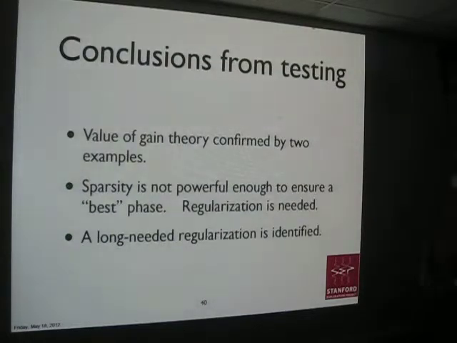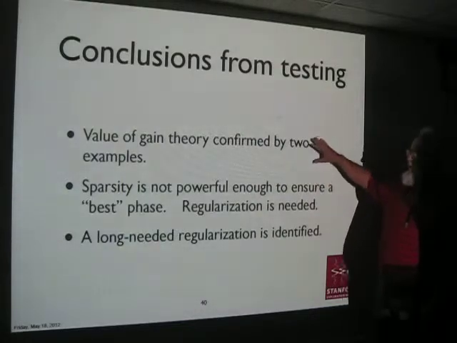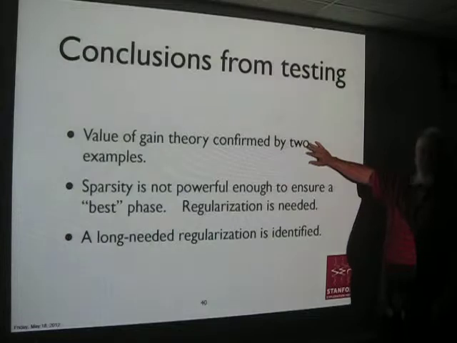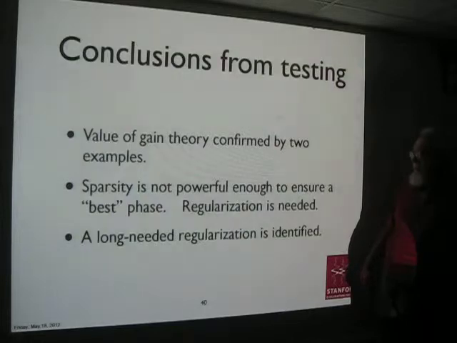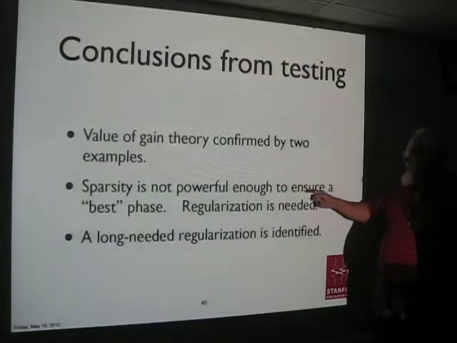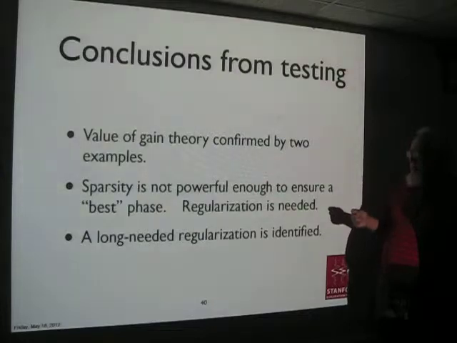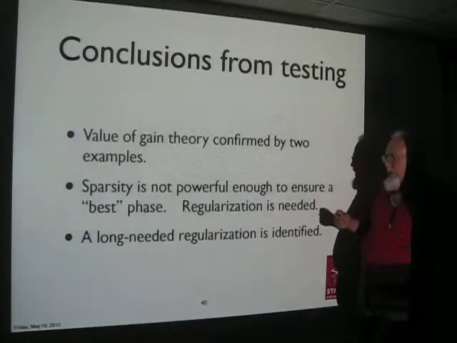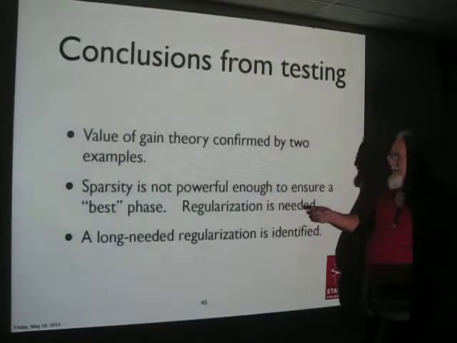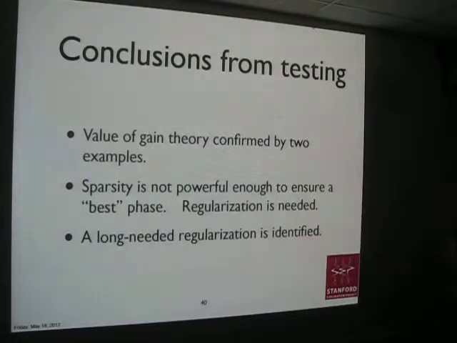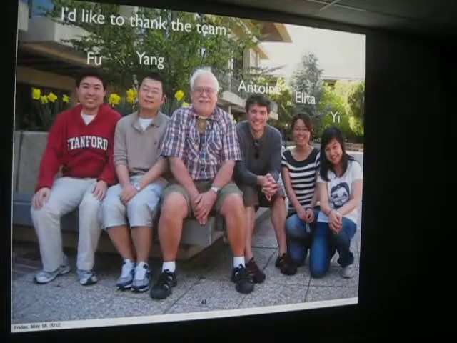And from our testing, what conclusions can we draw from that? Well, there is a theory here, and the value of the theory has been confirmed by 2 examples only. But the examples are quite different, and so we think a lot more will be learned when a lot more data is used. What we have learned the hard way, I think, is that sparsity seems not powerful enough to ensure the best phase. I was hoping sparsity alone would be enough to give us the best phase, but it seems like that's not really true. It couldn't give us a Ricker wavelet when we needed a Ricker wavelet. So some kind of regularization is needed, and a long needed regularization has recently been identified, which I told you about.